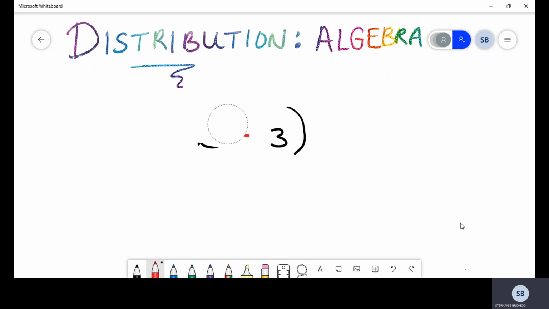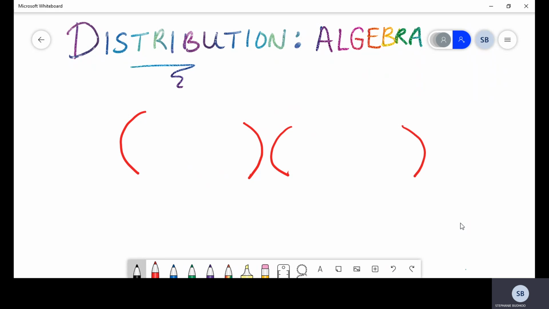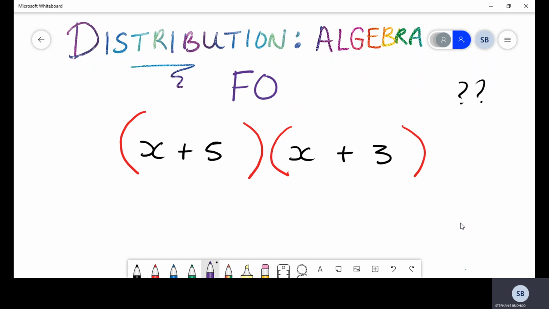What about if you are no longer given a simple number outside brackets, but instead you have a question that looks like this? In brackets you have x plus 5. Let's just say we have x plus 3. How do we do a question like this? Well, whenever you are multiplying two brackets that look like this, there's a special method called the FOIL method that's used to expand or distribute brackets of this format.